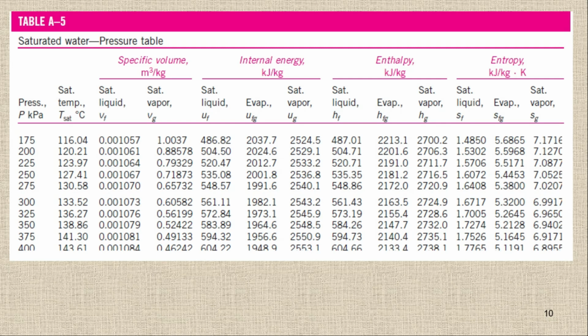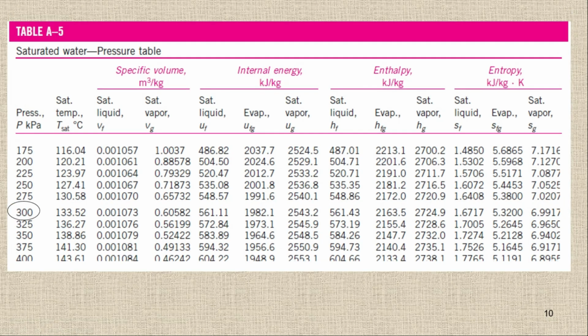So right now we have 300 kilopascal, and we have saturated vapor, which is somewhere here. That's why I'm using the saturated water table, which is A5, and pressure is given. If the temperature is given, then I'll use A4. So step number 1, we have 300 kilopascal pressure, and we have saturated vapor like this one.